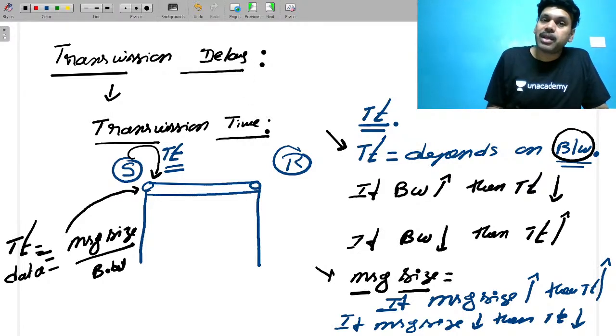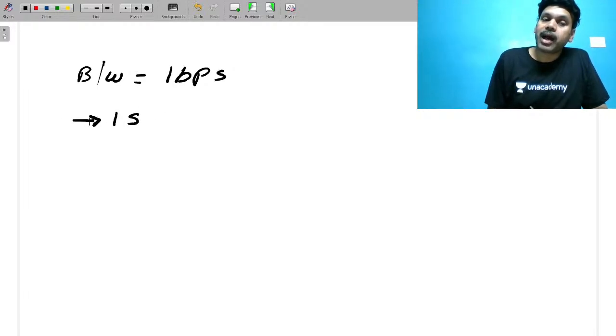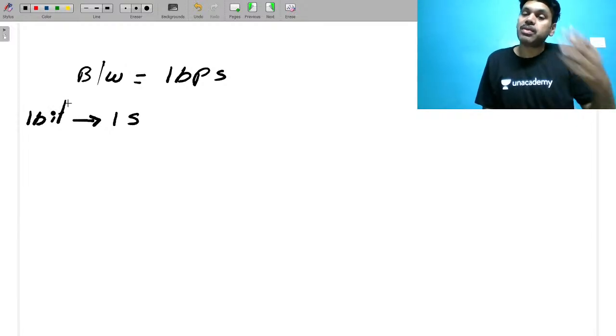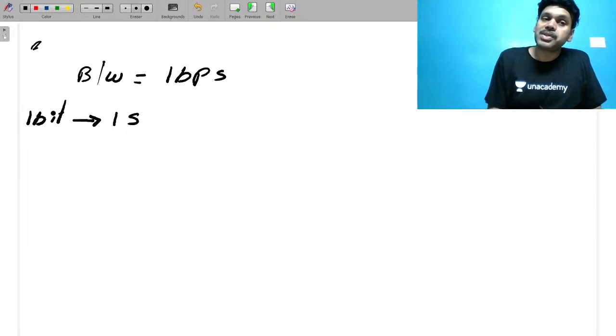Now let us take an example like this. If my bandwidth is equal to 1 bit per second, what is the meaning of that? Every second I am going to transmit 1 bit. For every 1 second I am capable of pushing one bit onto your medium. So this is one example.